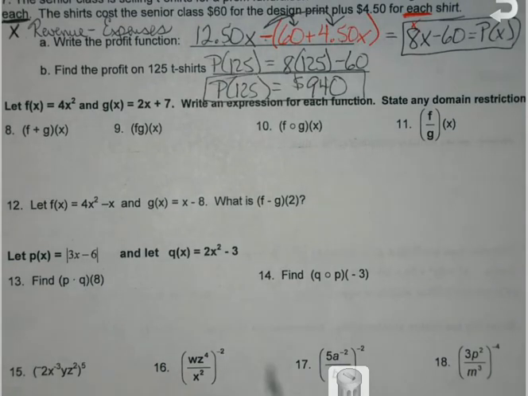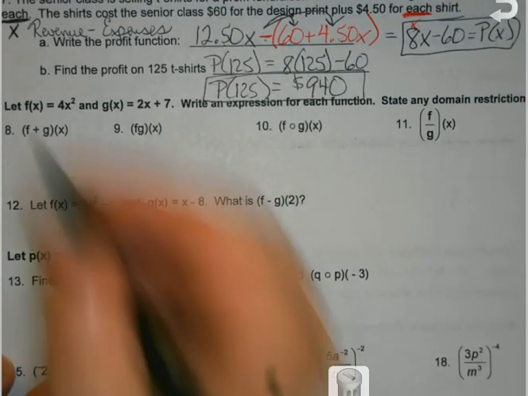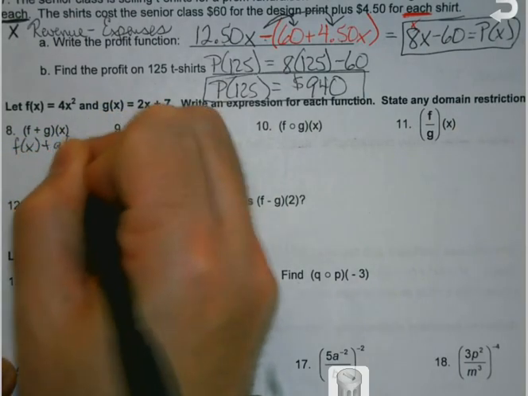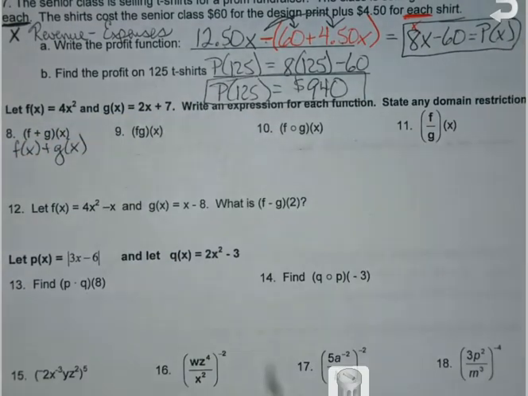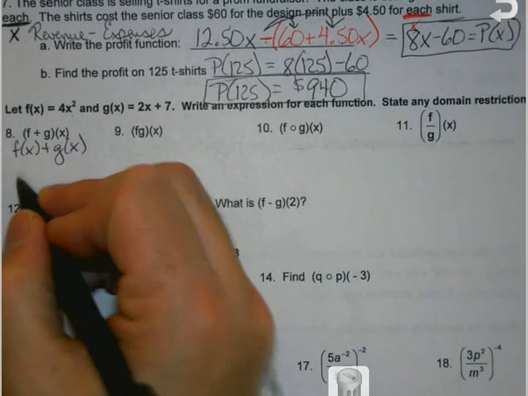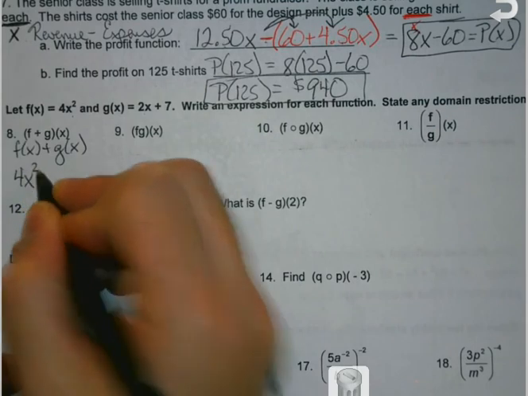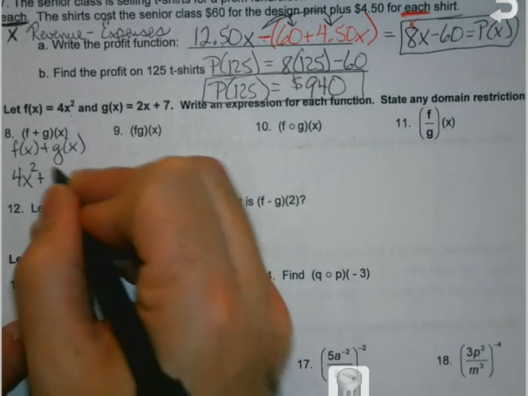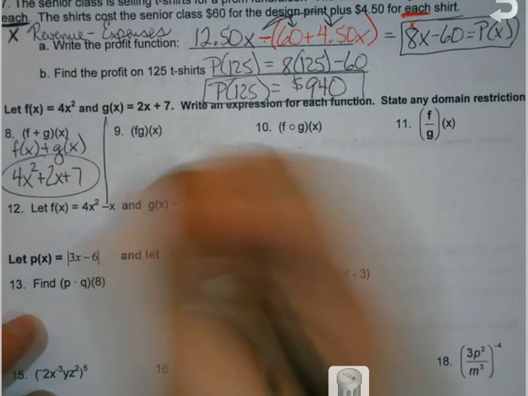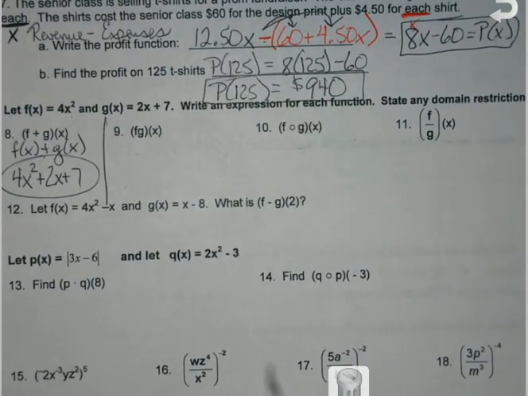So f plus g of x, again, just means I'm doing f of x plus g of x. In other words, combine like terms. Well, there's not any like terms, because I got 4x squared and 2x and 7. Then all I have to do is write 4x squared plus 2x plus 7. Nothing's alike. I'm done. It's really that straightforward.